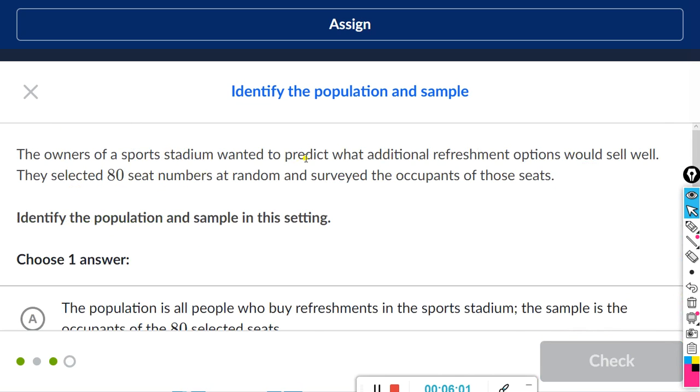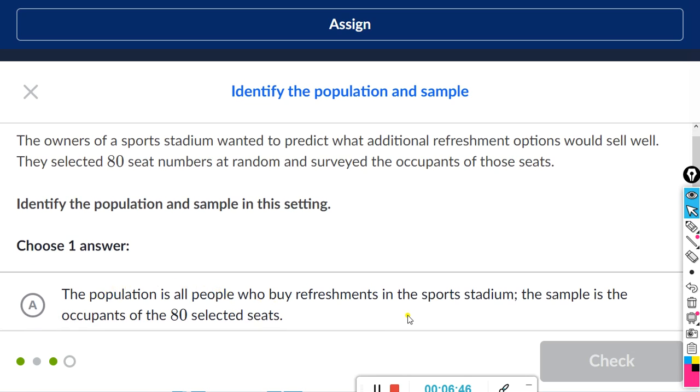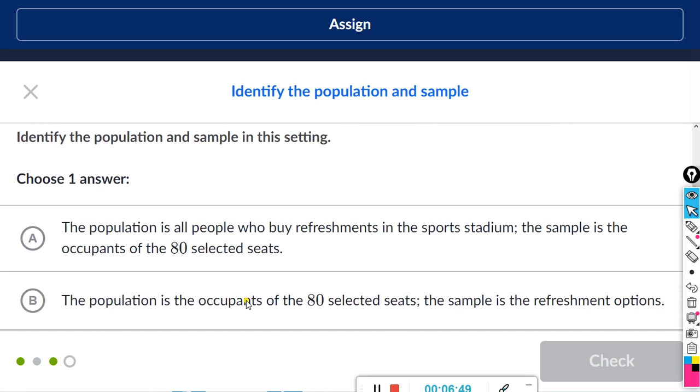All right, the owners of a sports stadium wanted to predict what additional refreshment options would sell. Well, they selected 80 seats at random and surveyed the occupants of those seats. Okay, so let's see. I think the population is, let me see. It sounds like they just selected from people that were seated at the sports stadium, and they selected 80 seat numbers at random and gave them a survey. Okay, they didn't say they selected from only the people that bought refreshments. So A, the population is all people who buy refreshments. I don't think it's A. Population is the occupants of the 80 selected seats. No.